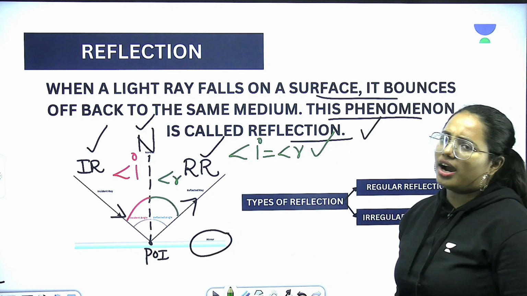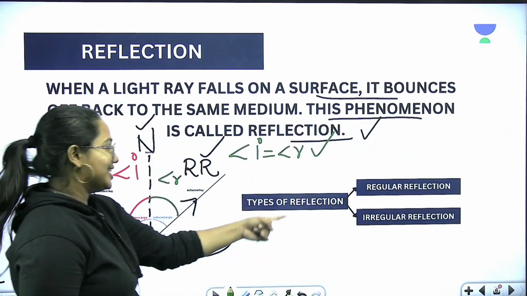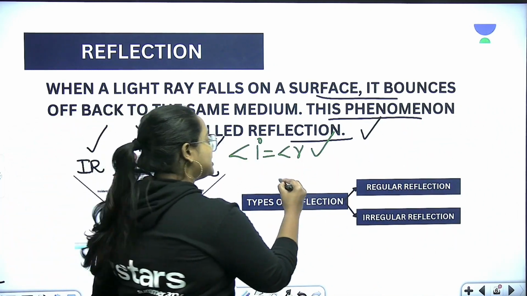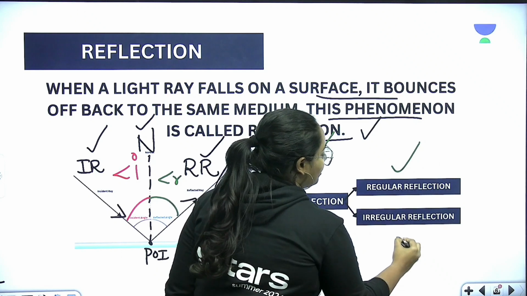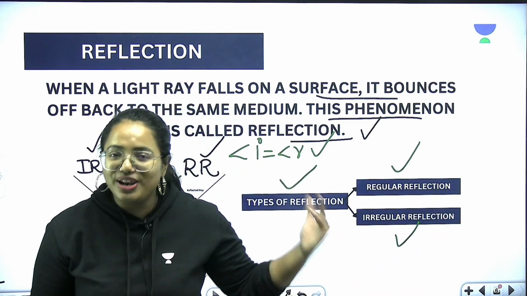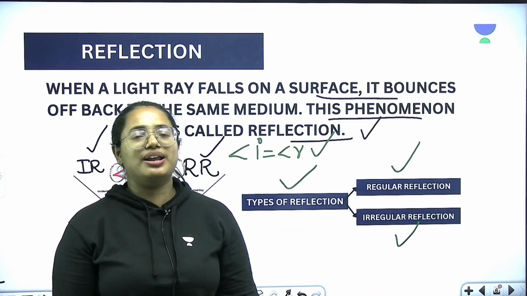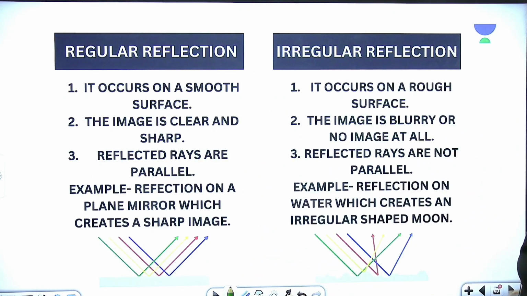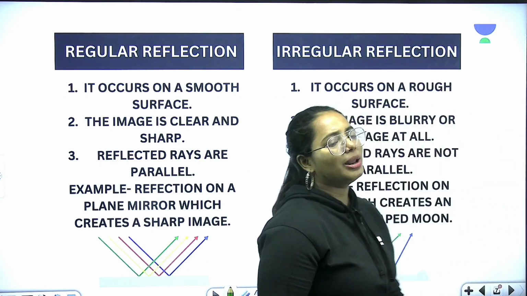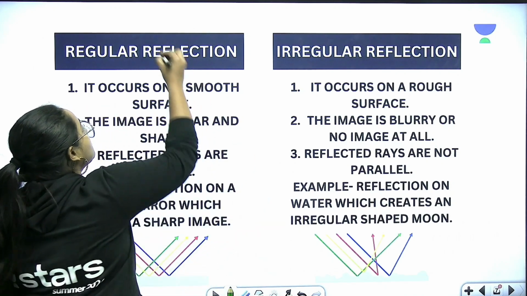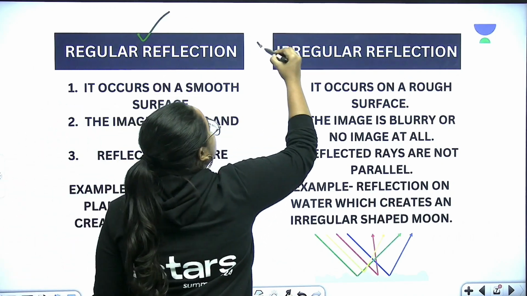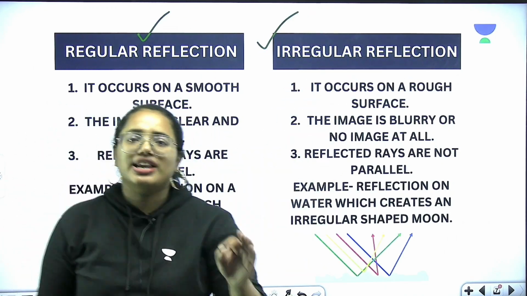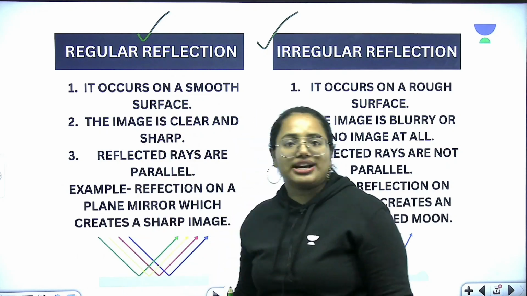So now we are getting into the part of types. Here we can see that there are mainly two types of reflection. What are they? Regular reflection and irregular reflection. And here we are going to learn the basic differences between them. It's all about the difference between regular and irregular reflection. So let me tell you about regular reflection first.